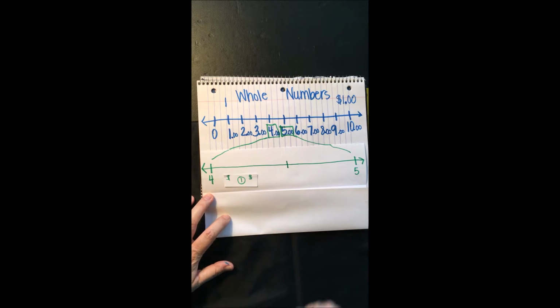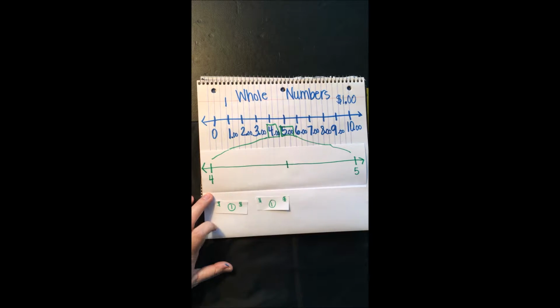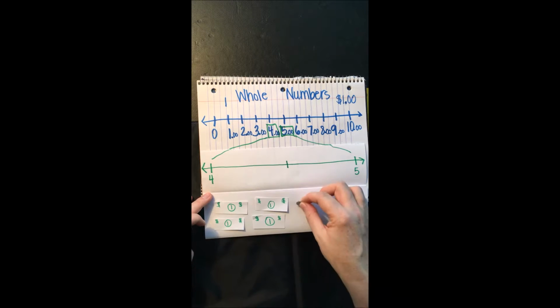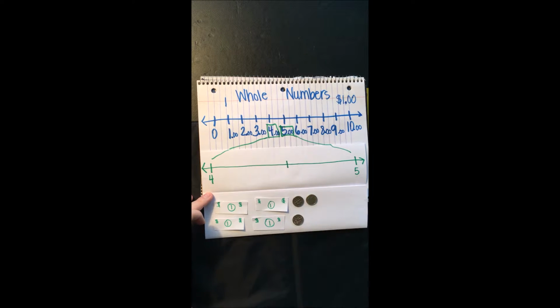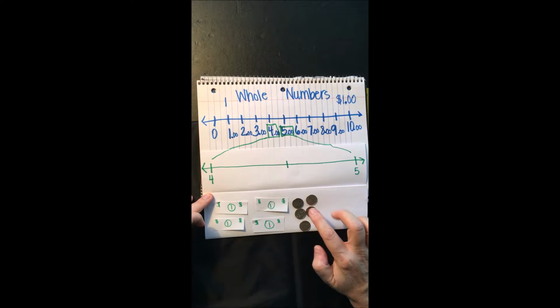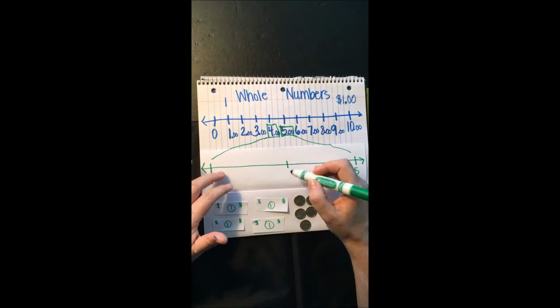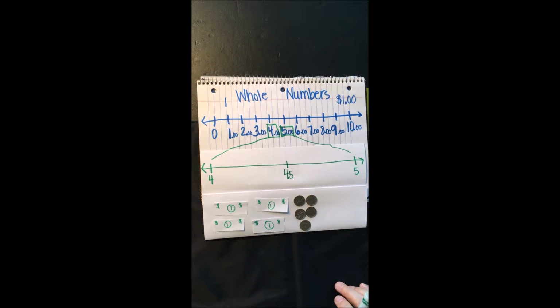I don't have any here with me, but here I have 1, 2, 3, 4 whole dollars, and 1, 2, 3, 4, 5 dimes, or 5 tenths. So I have $4.50, or 4 and 5 tenths. I'm going to go ahead and write that there. You may want to show them with the money how that looks, 4 and 5 tenths.